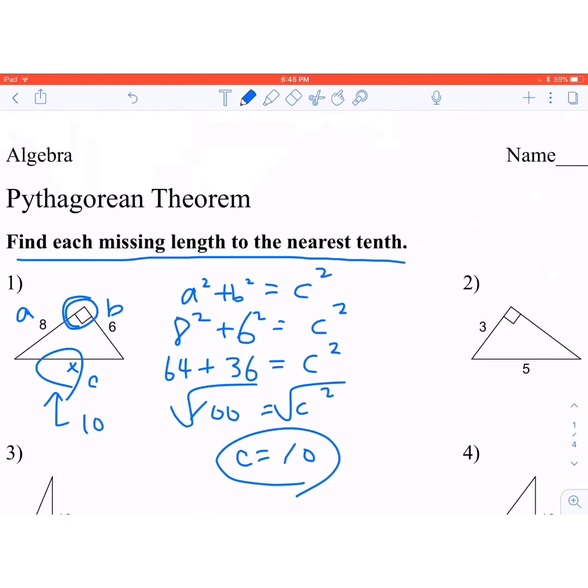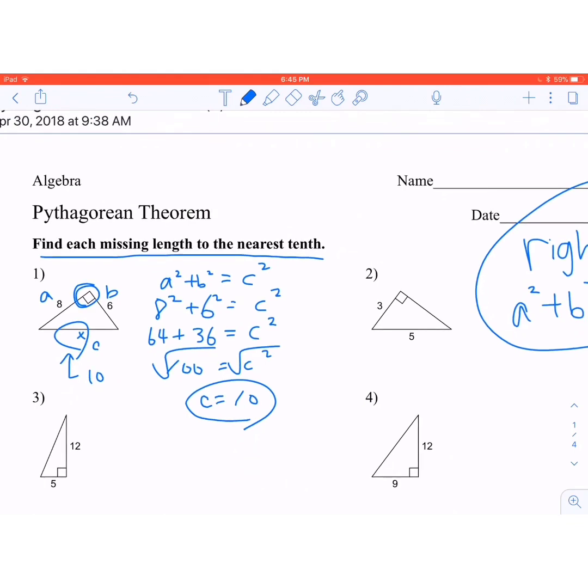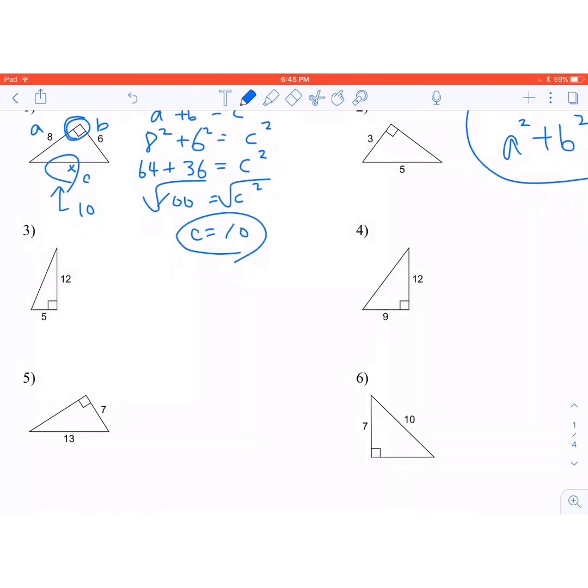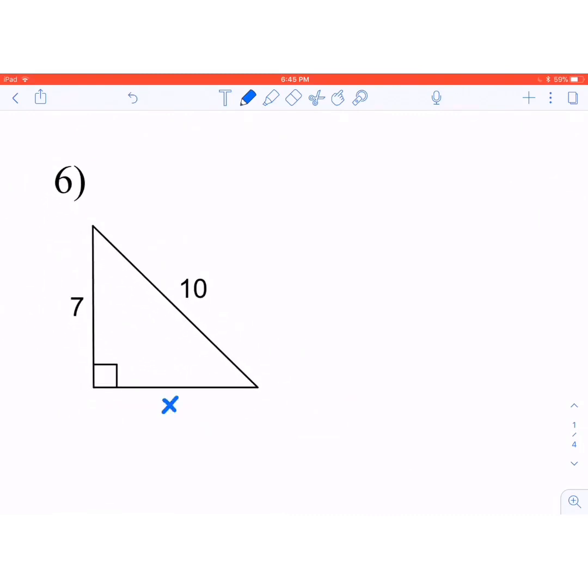Okay, let's try one more. Let's look at number 6. The missing length is right here. Which lengths are given to us? We know that 7 is one of the legs, x is one of the legs, and the hypotenuse is 10, which means this is my c value. I'll just assign a and b to the other two.